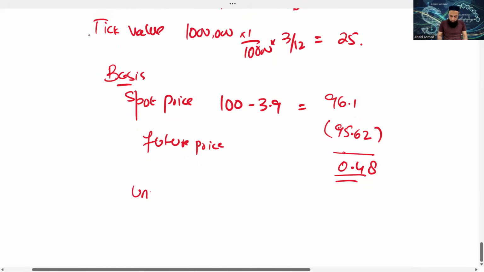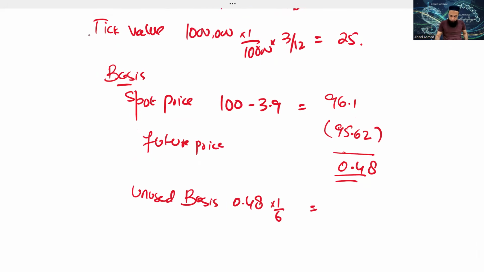So let me write unused basis: 0.48 times 1 upon 6. I'm getting 0.08. Now listen, student. By using this unused basis, we will be predicting the future closeout price. It is mentioned in the question that on the transaction date the base rate becomes 4.4%.